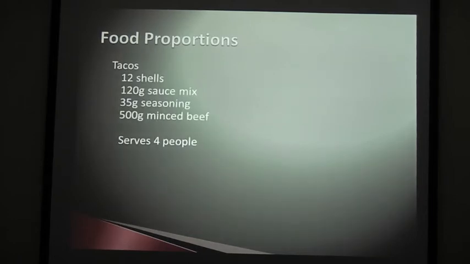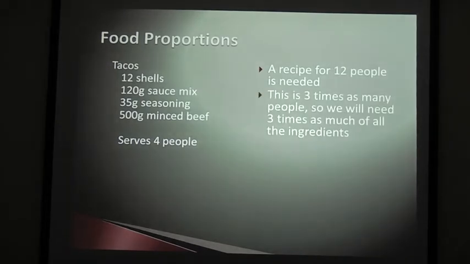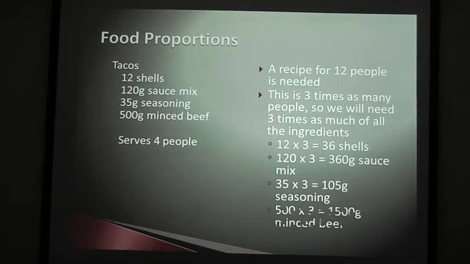So we've given you a recipe for tacos: 12 shells, 120 grams of sauce, 35 grams of seasoning, 500 grams of minced beef, serves 4 people. I need a recipe for 12 people. So looking at it, you know straight away, I've got 3 times as many people, so I'm going to need 3 times the amount of ingredients. You're then going to multiply each and every ingredient by 3, and you get the right amount of ingredients that you need. Basic, straightforward math.